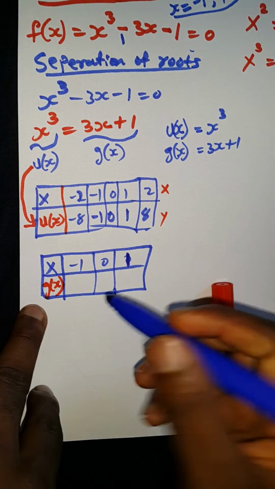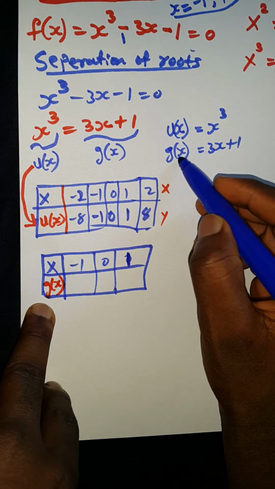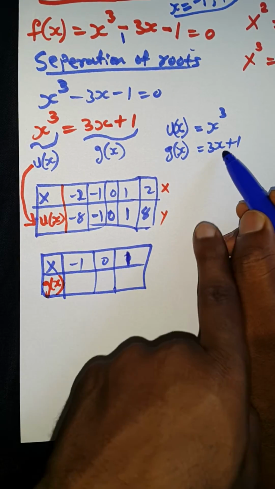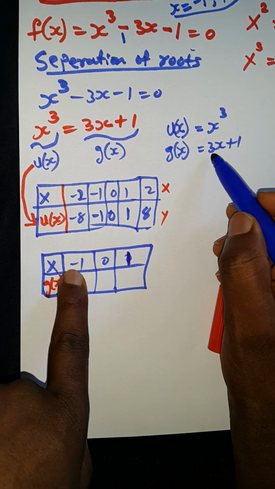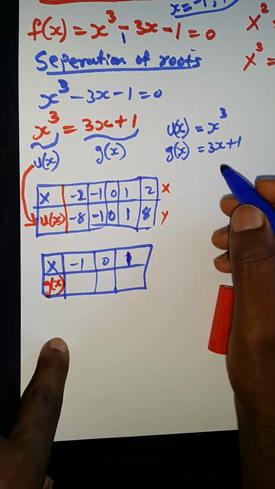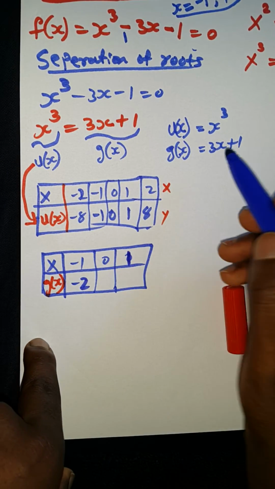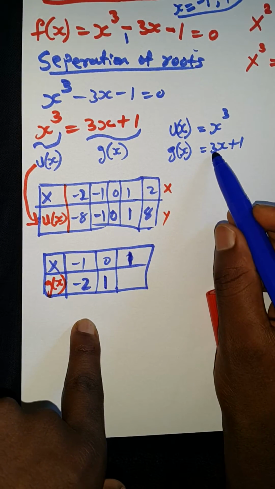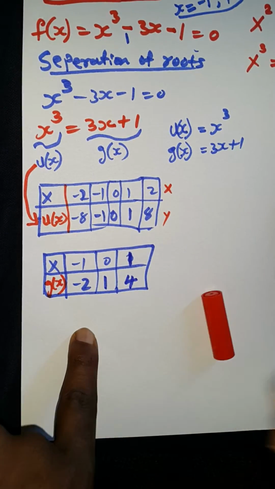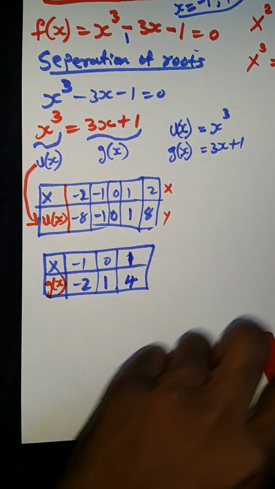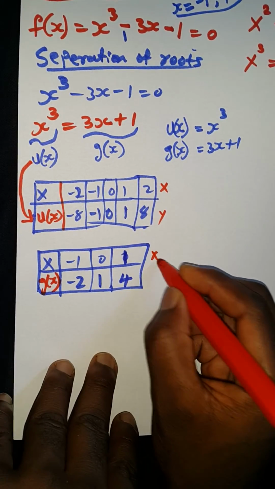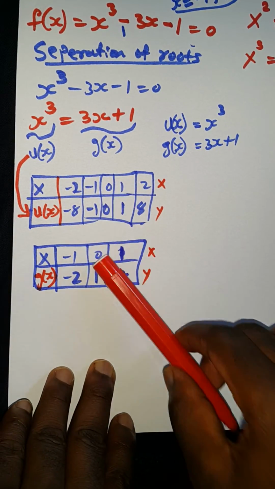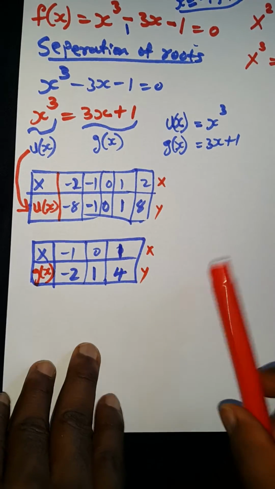We know that g of x is equal to 3x plus 1. Now when x is minus 1, we know that 3 times minus 1 plus 1 is minus 2. Here we have 0 plus 1, which is 1. And here 3 times 1, 3 plus 1, we have 4. Now we have the two values of the separated equation. This is the value of x, and this is the value of y. Now we are going to draw the graph to show these two values of x and y.